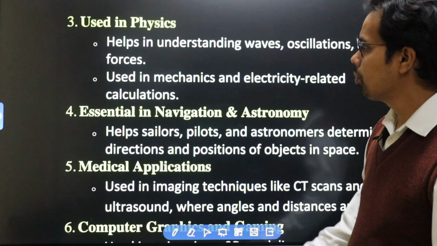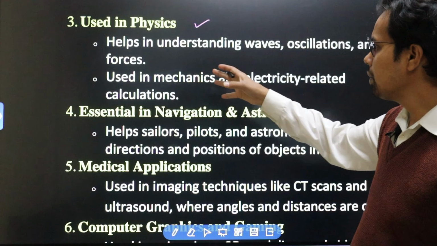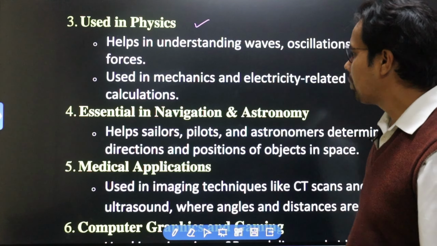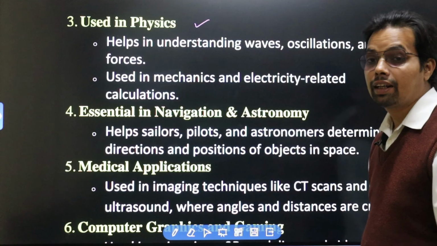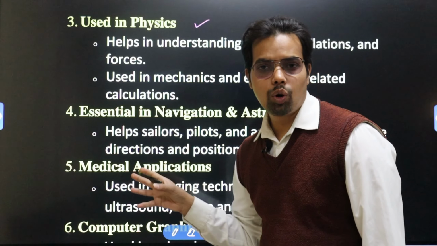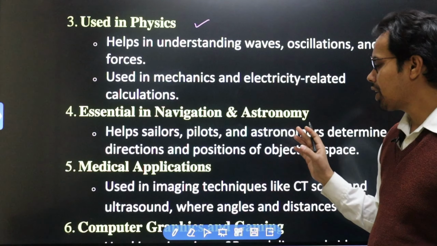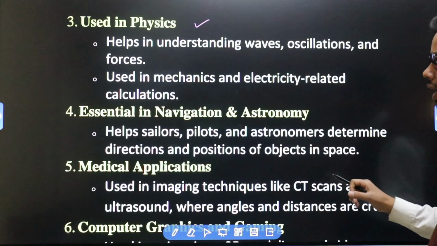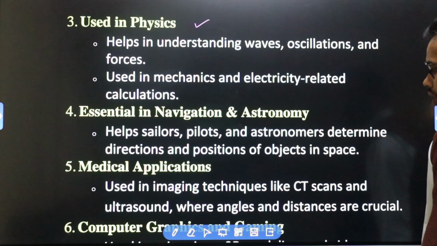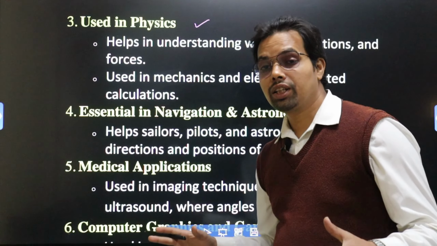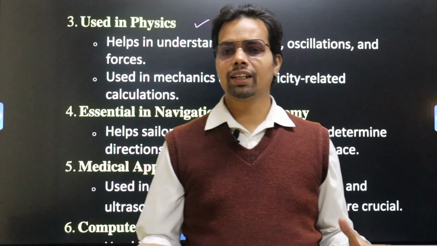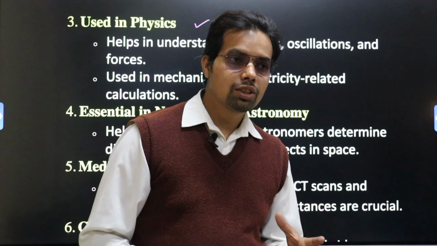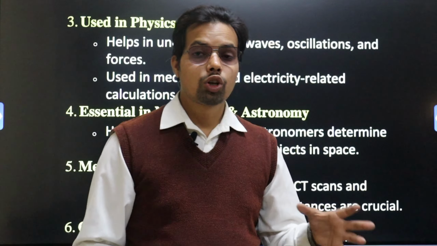Third application of trigonometry is it is used in physics. It helps in understanding waves, oscillations, and forces. Okay, used in mechanics and electricity related calculations. Now point number 4 is essential in navigation and astronomy. It helps sailors, pilots, and astronomers determine directions and positions of objects in space. Okay, I think you know about the space function and satellites and all. So in that part also, scientists and engineers apply the trigonometrical concept.